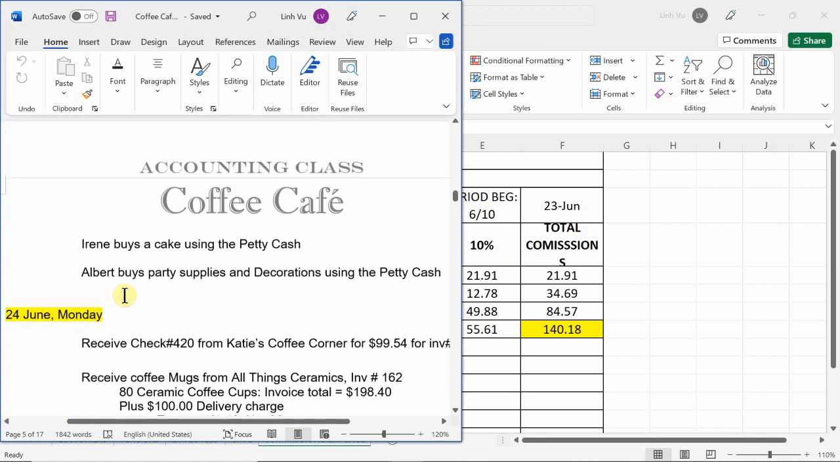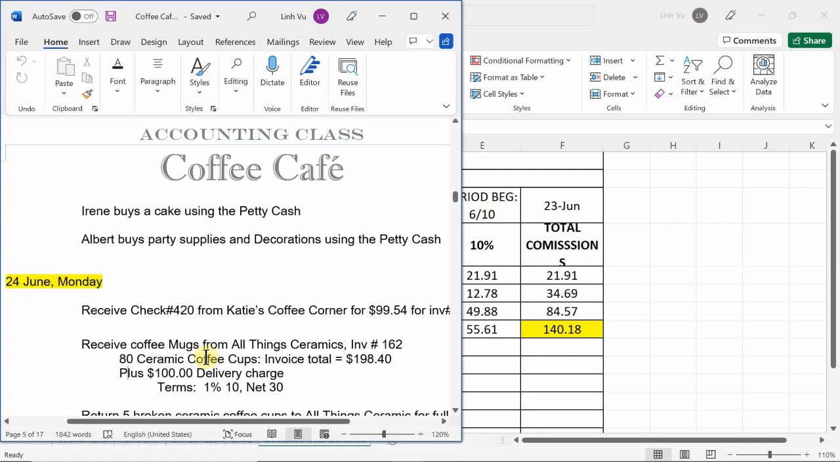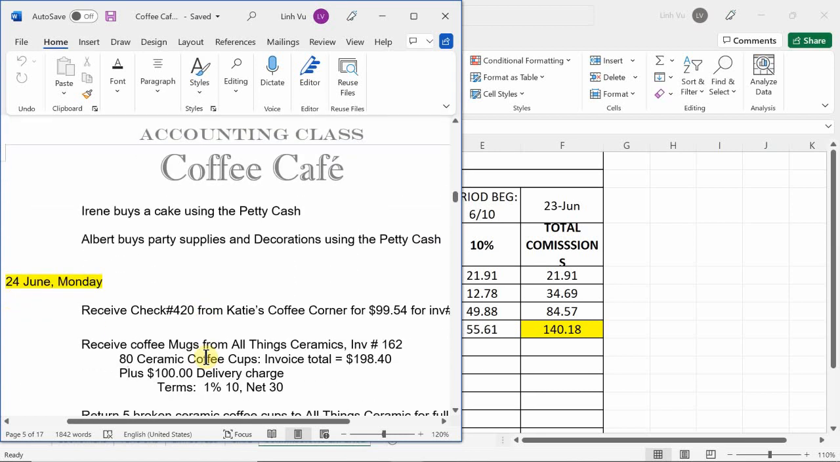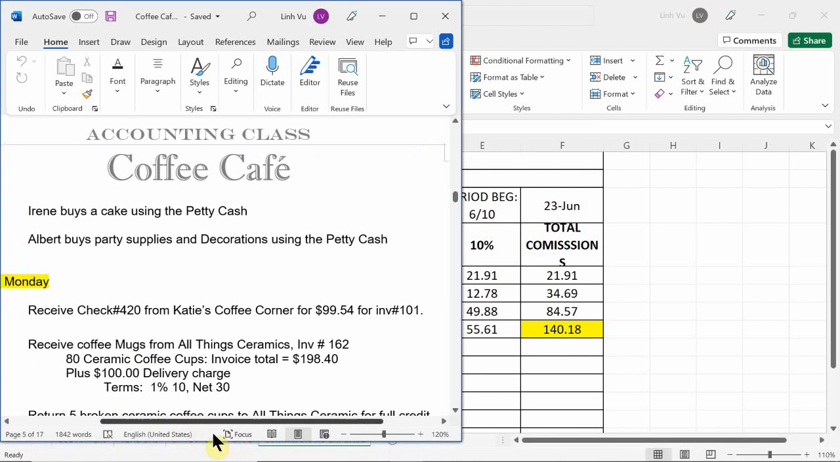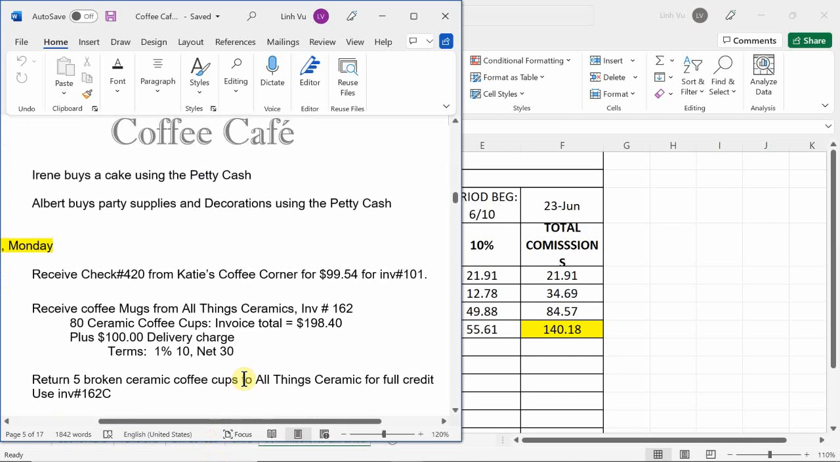All right, so now that we finished up with the party on the 23rd, it is now Monday, the 24th, and let's see what we got here. We received a check from Katie's Coffee Corner for $99.54 for invoice number 101. So she's making a payment to us. How do I record this?